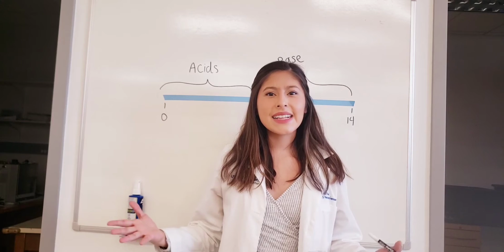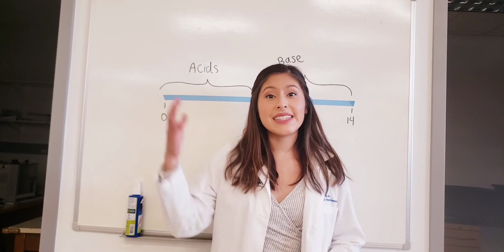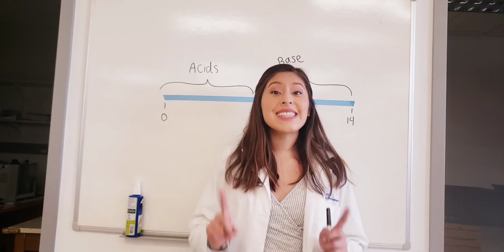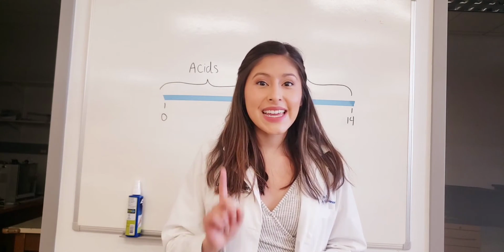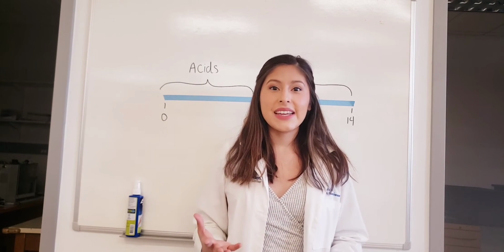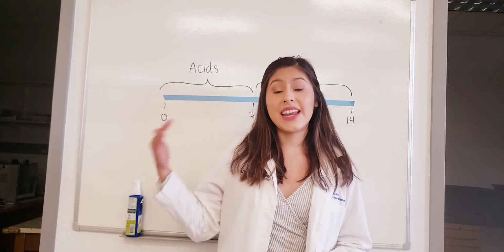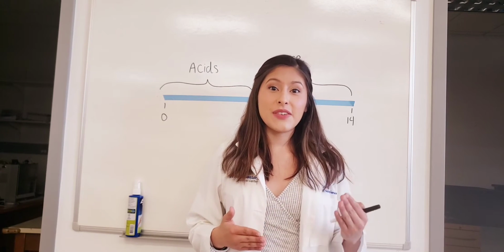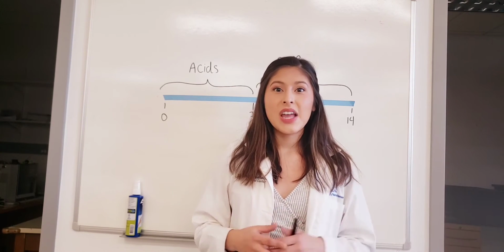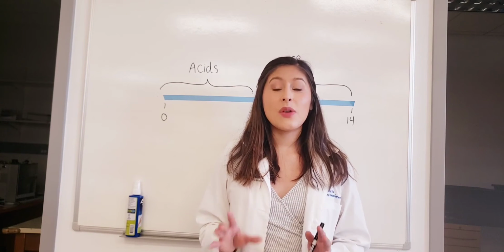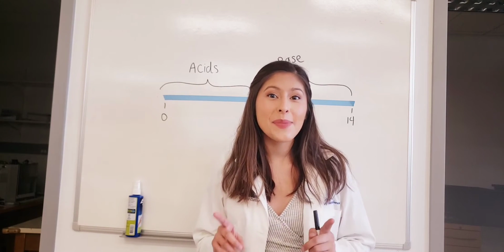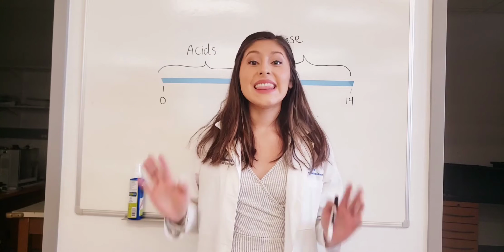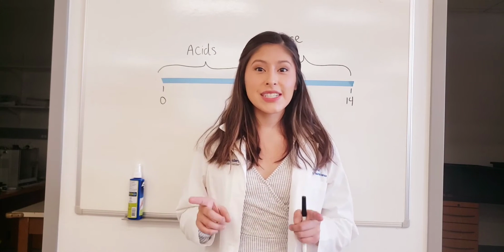So how exactly can we find out whether a liquid is an acid or a base? Scientists like to use a pH indicator. A pH indicator changes color in the presence of an acid, and it might change to a different color in the presence of a base. So in this experiment, we are going to use a red cabbage as a pH indicator. Let's go ahead and get started on our experiment.